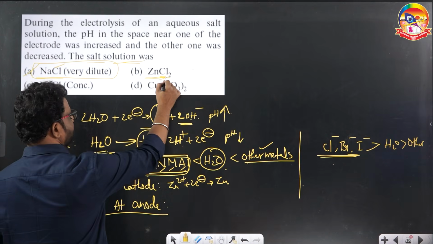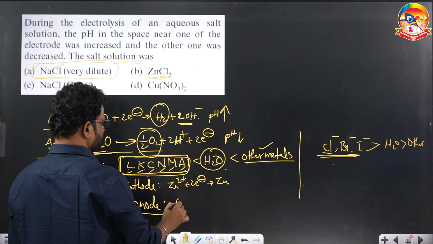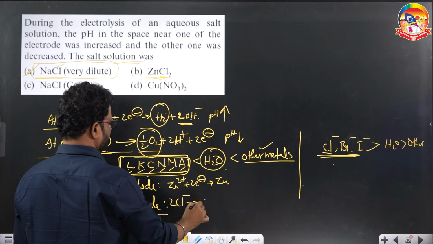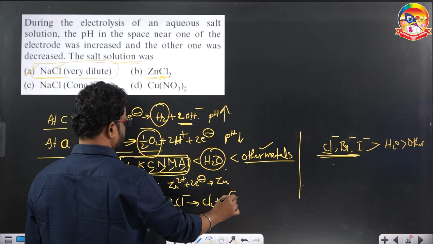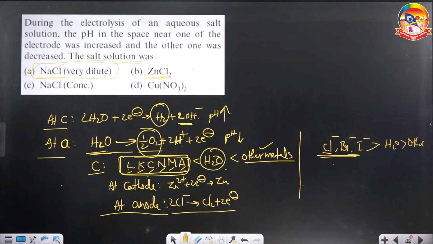That means Cl- can undergo oxidation preferentially. So Cl- undergoes oxidation to give Cl2 plus 2 electrons. So there is no change in pH due to the electrolysis of ZnCl2.